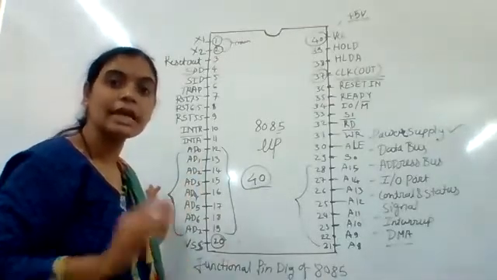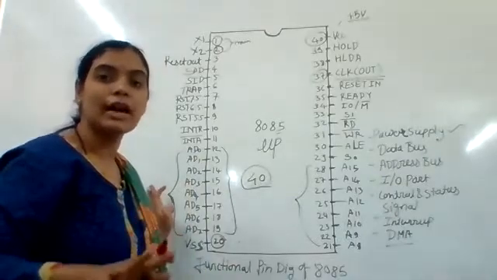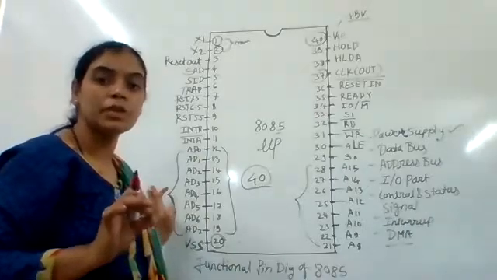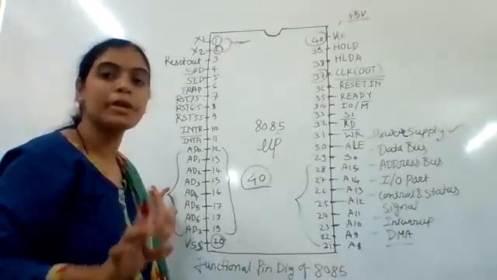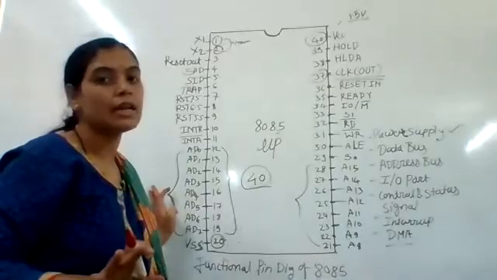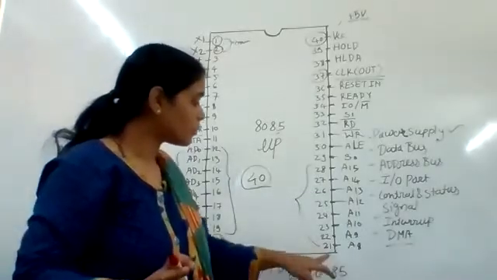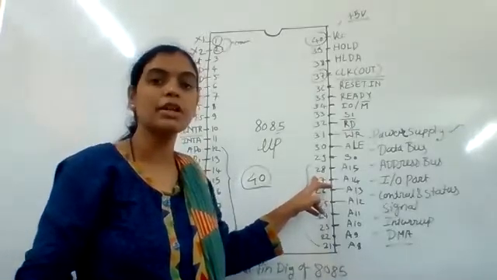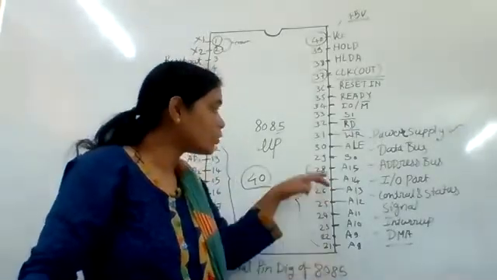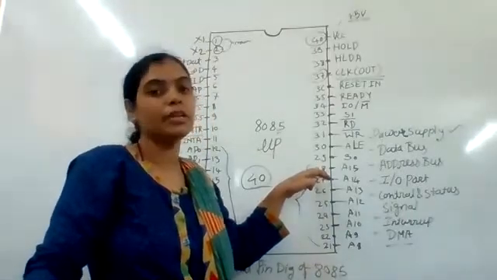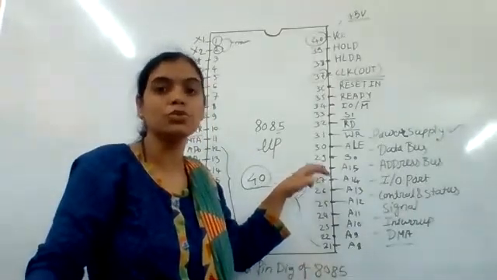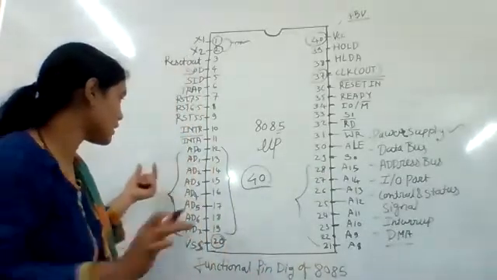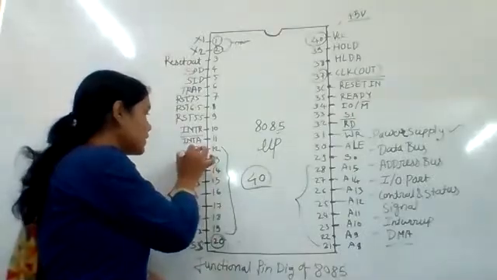Out of 16, 8 are multiplexed with the data bus and the leftover 8 are separately shown by pin numbers 21 to 28 in the pin configuration. These are used to carry the address of data and instruction. These carry the address bus.